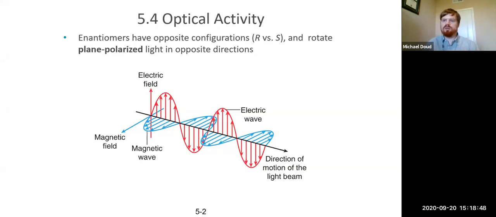I'm going to put a couple other YouTube links below this, and hopefully that'll help show you what that looks like. So in this case, it's plane polarized. It's only going in one direction. So you have the electric field and then the perpendicular magnetic field to it. That's an electromagnetic wave, and this is plane polarized. Normal light just goes in all directions around this. So that's the difference here, basically.